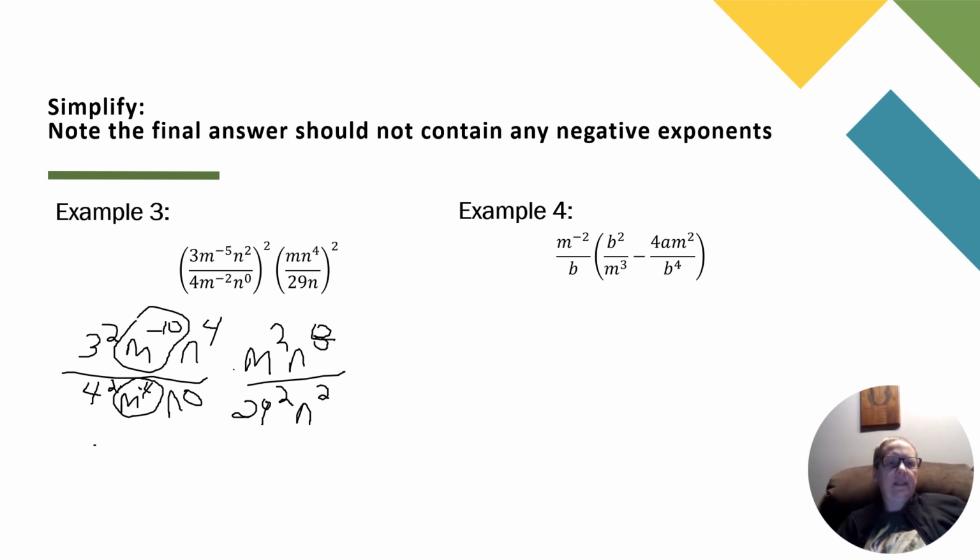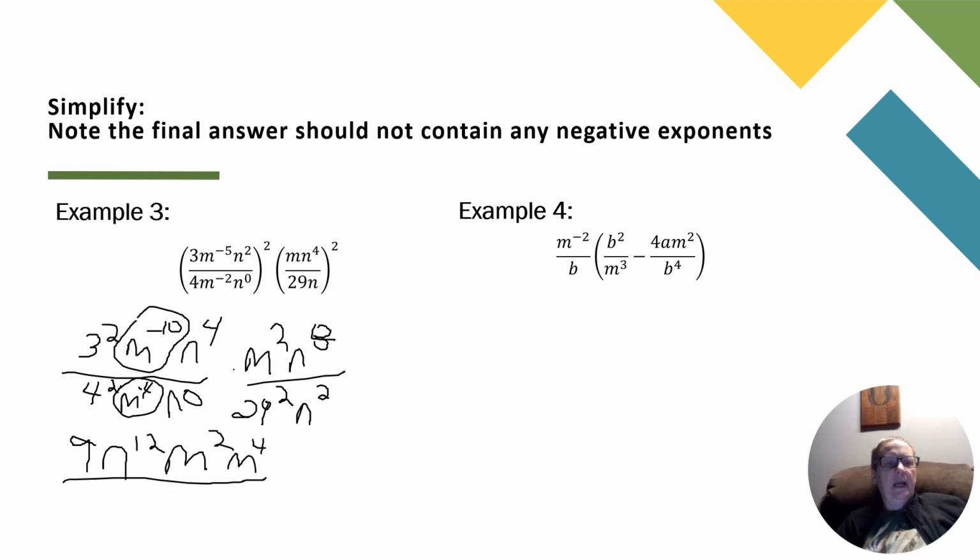So I have 3 squared is 9. I have an n to the 4th and an n to the 8th up top, so I would add those exponents. 4 plus 8 is 12. And then I have that m squared up top. And then I'm going to bring the thing from the bottom up top as well. So I also have an m to the 4th.